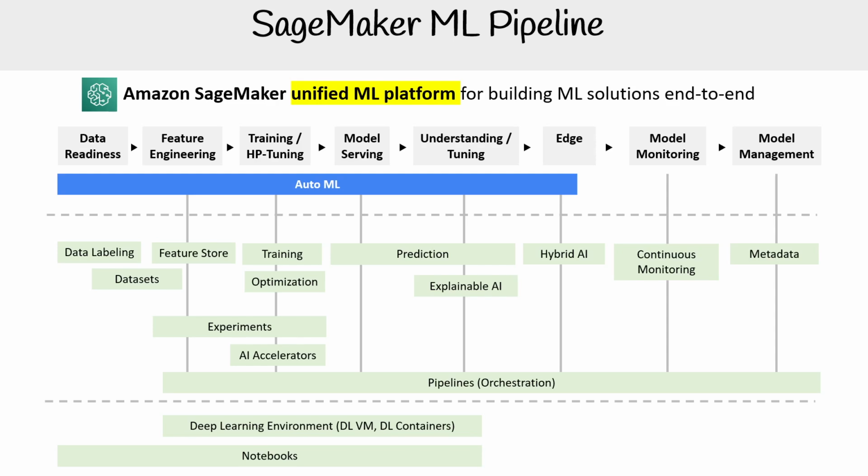I could have sprinkled all the SageMaker services here, but I'd rather just go through each of these categories and then just talk about what services fit for what part of the pipeline, okay?